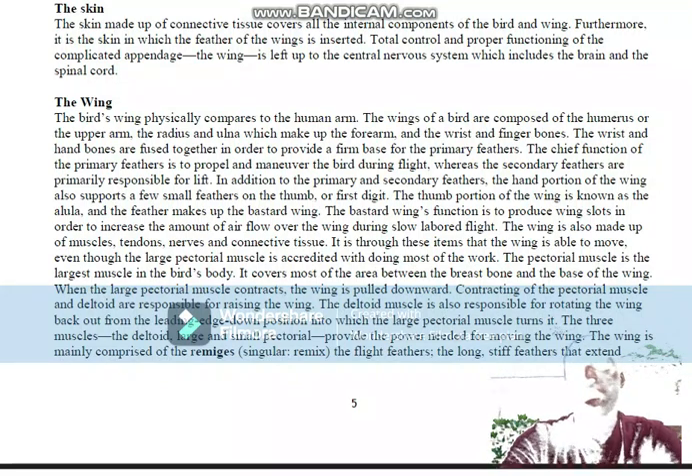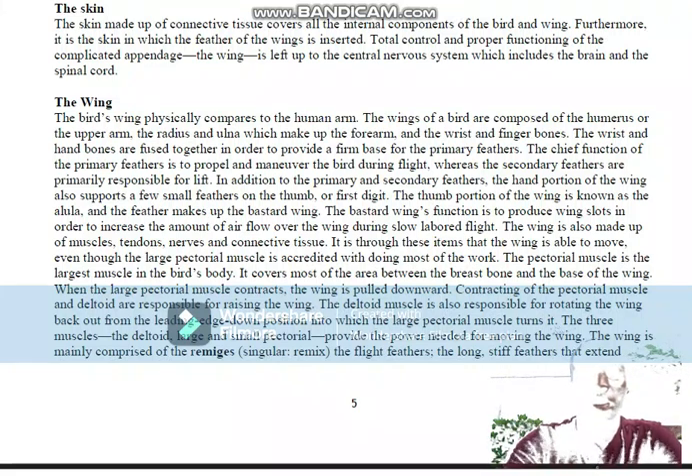Now, the pectoral muscles and the deltoid muscles are responsible for the raising of the wing, and the deltoid muscles are also responsible for rotating the wings backward from the leading edge down position to which the large pectoral muscles pull. Now there are three main muscles responsible for the wing movement, including the deltoid muscles, the large pectoral muscles, and the small pectoral muscles, which provide enough power for the movement of the wing.